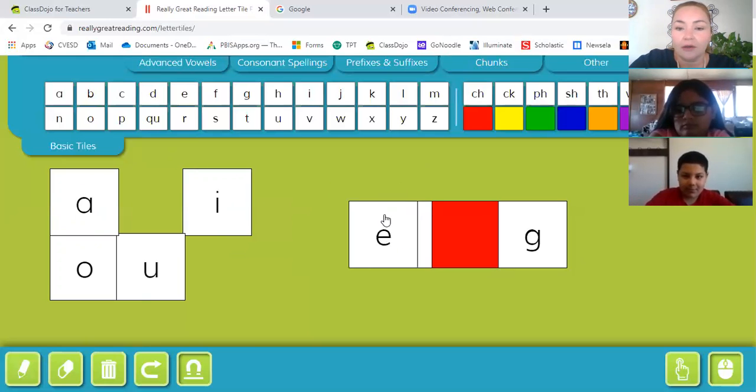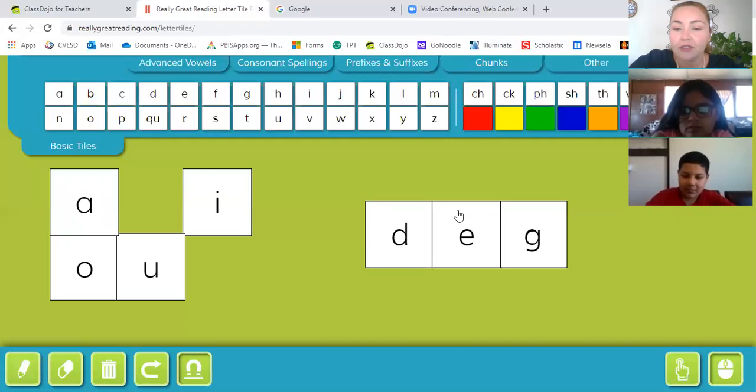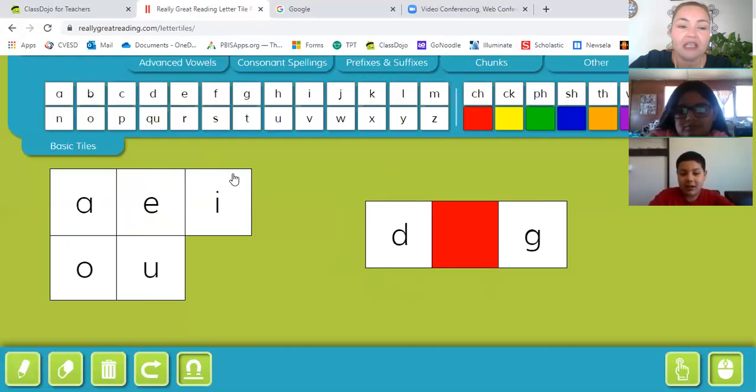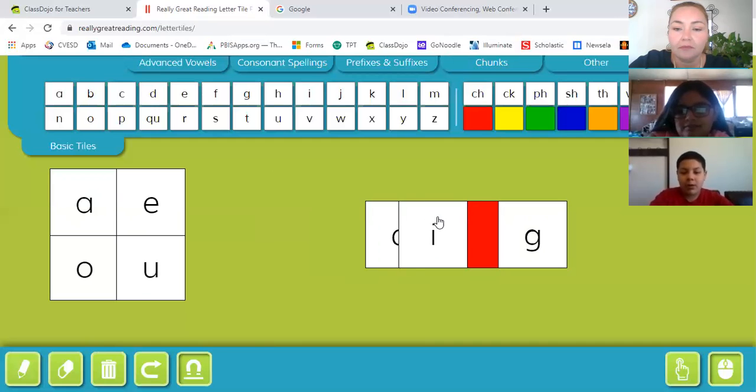Okay, so don't say it out loud yet. I just want you to think about the sound of each one of those letters. The sounds are d, eh, g. And when you blend that together, what do you get? Dag. So is dag a real word or a nonsense word? A nonsense word. It doesn't make any sense. The E makes it not a real word there at all.